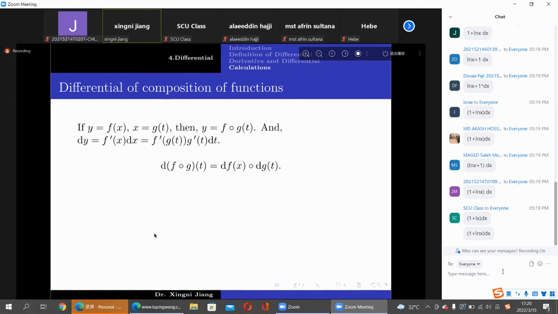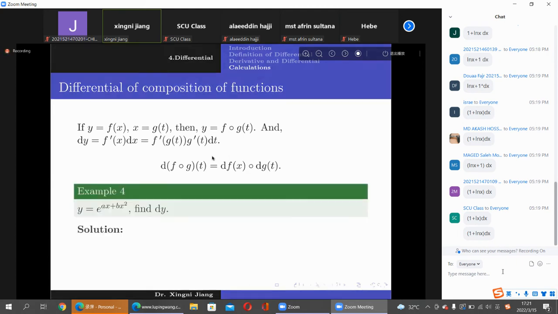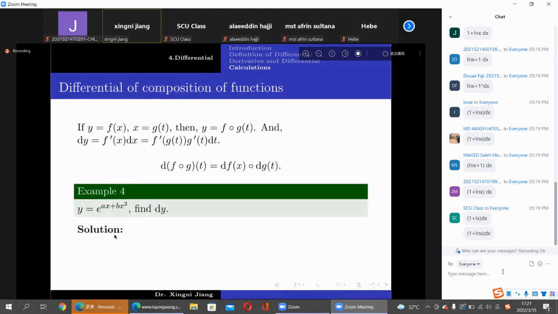Okay, and the differential of a composition of functions is still like you just calculated the derivatives. You just calculate the derivative, then you multiply with dt. And then you do the, and then just try to find this one.